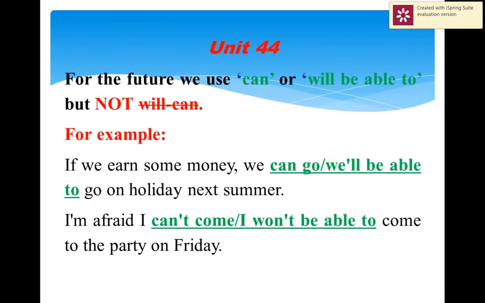Right. For the future, we use can or will be able to, but not will can. If we want to express a future ability, we can use can or will be able to, but we cannot say will can. For example, if we earn some money, we can go or will be able to go on holiday next summer.